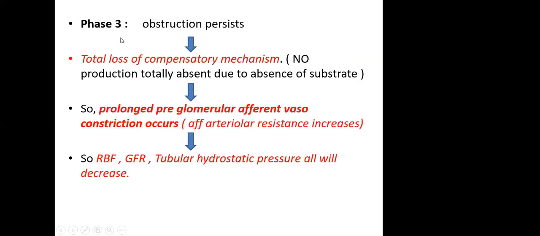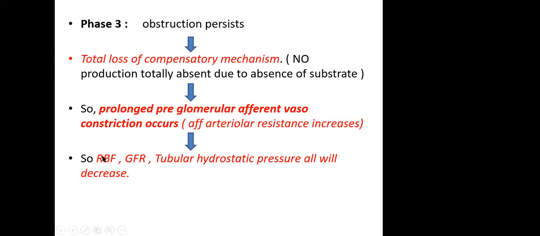What will happen in phase 3? Phase 3 is more than 6 hours. The patient is not going for any treatment. All compensatory mechanisms will be lost. As a result, that vasodilator effect will be totally weaned off. At this stage, there will be a pre-glomerular apparent vasoconstriction. As I already told, in phase 1 there will be an apparent vasodilatation due to the release of vasodilators, but in phase 3 all compensatory mechanisms will be lost. As a result, there will be an apparent vasoconstriction.